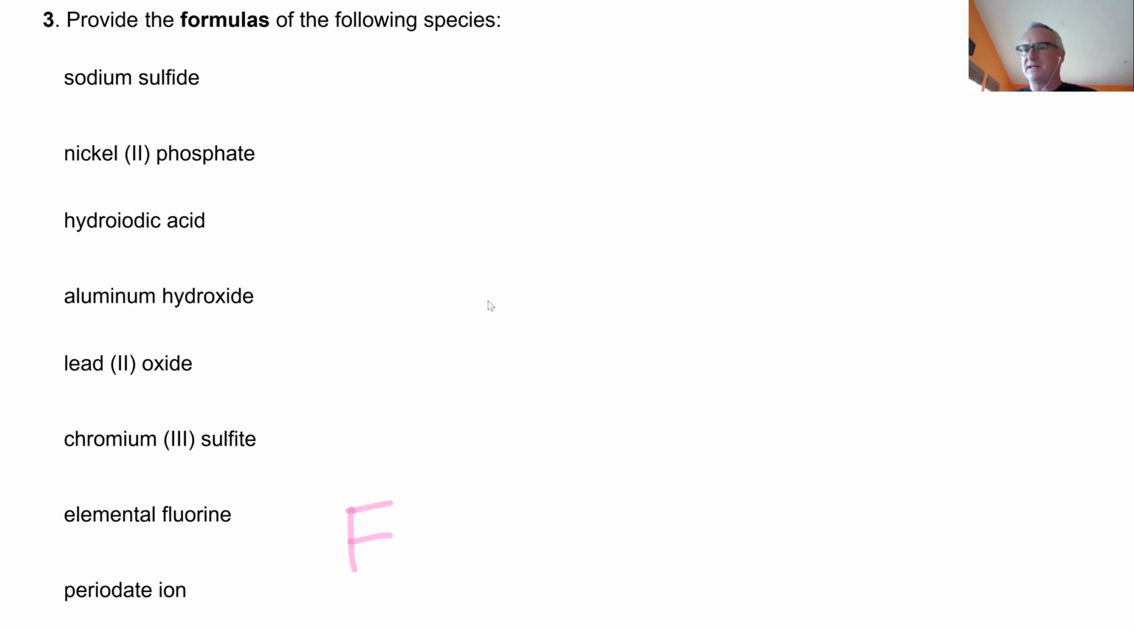It can't be F because F by itself is super reactive and will form a compound with something, anybody. So what happens with fluorine, or any of them actually, is it forms a compound with another fluorine. And so elemental fluorine is F2. That's how you would find it. That's its most stable form.